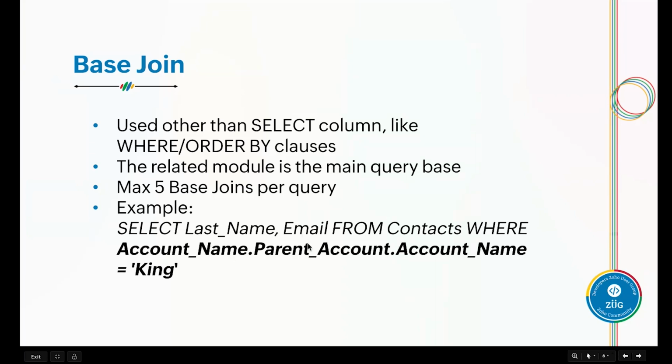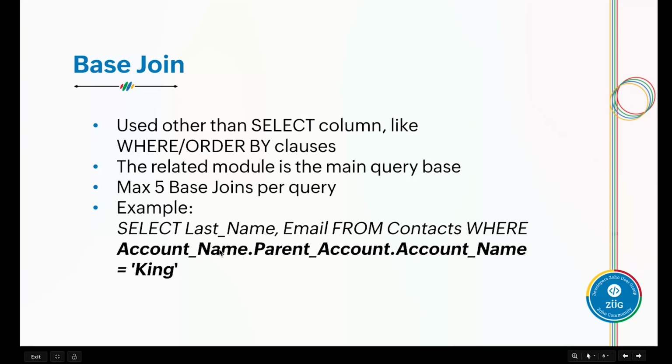As you can see, I have used the dot notation to establish a join. So in my contacts module, let's say account name is a lookup field. So I'm trying to get the parent account of the account that the contact is associated with. Let's say the contact is associated to an account called Zilker. So I want to get the parent account of the Zilker account. So how do I do it?